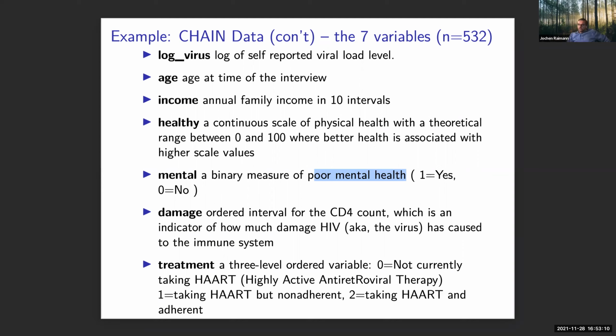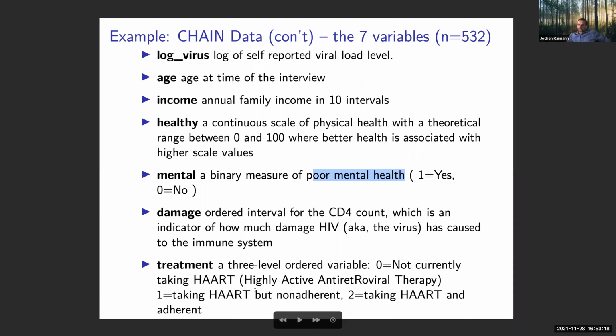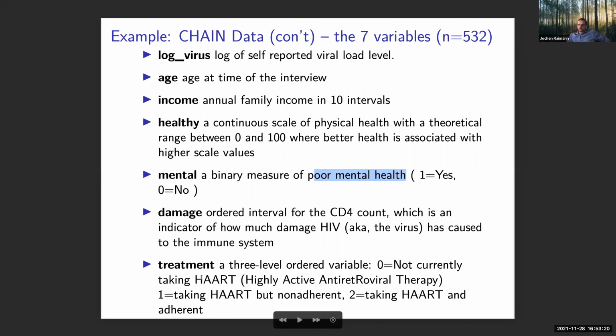Treatment is now a 3-level ordered variable. Treatment for HIV is highly active antiretroviral therapy, the so-called HAART regimen, which I believe is 3 or 4 different medications that modulate the immune system. So we have 3 levels: 0 is not currently taking HAART, 1 is taking HAART but non-adherent to the regimen, and 2 is taking HAART and adherent to the regimen.